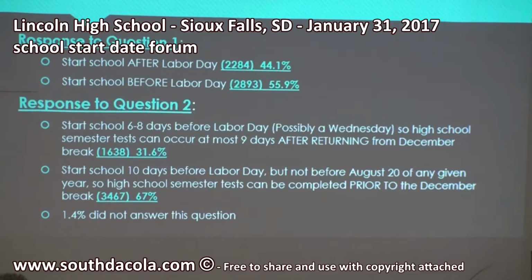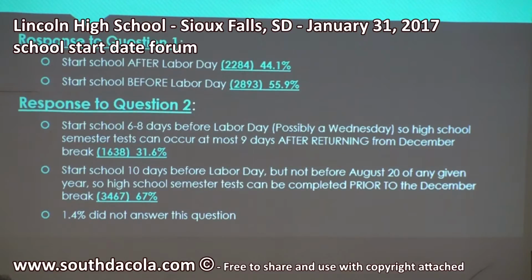55.9% responded to start prior to Labor Day. In that second question, 31.6% of the parent respondents requested to start about 6 to 8 days prior, which means that first semester would end just after the December break. And 67% responded to start 10 days prior, but never earlier than the 20th, so that first semester would end prior to the December break.